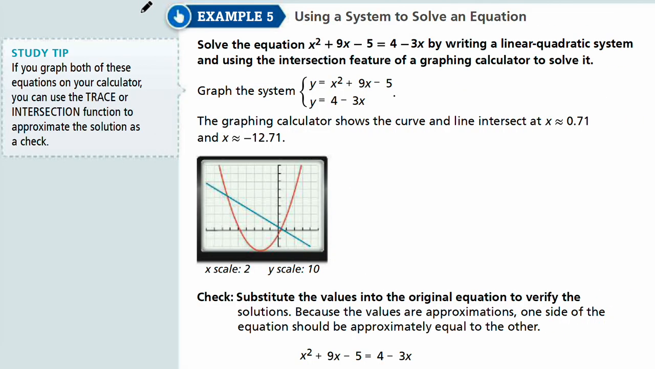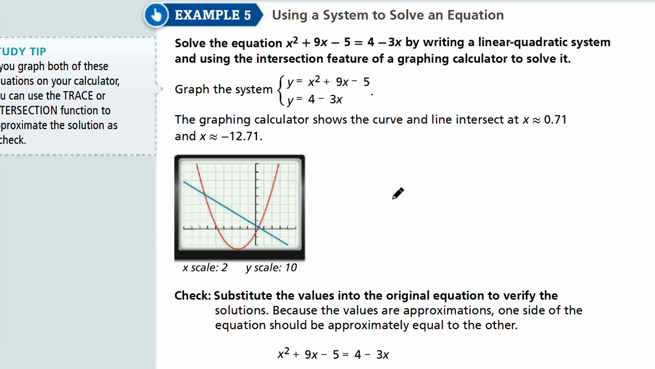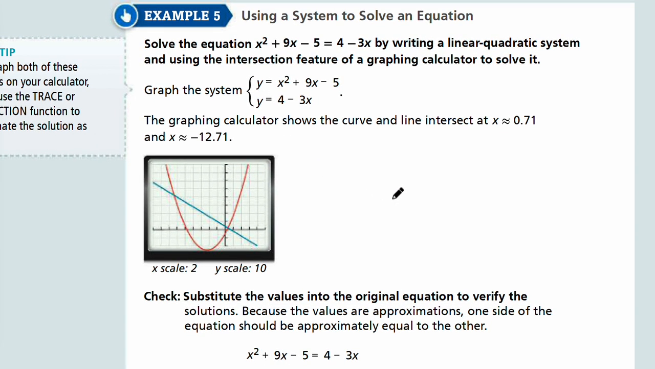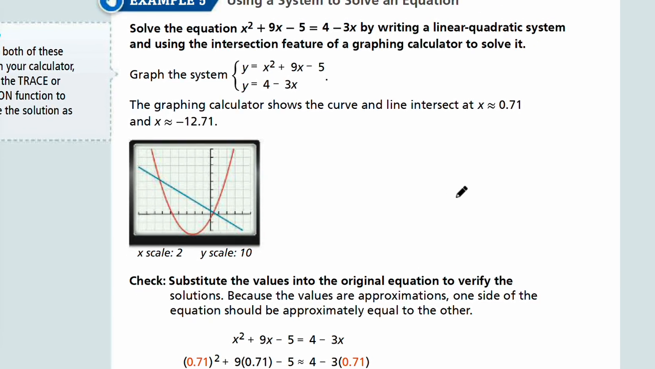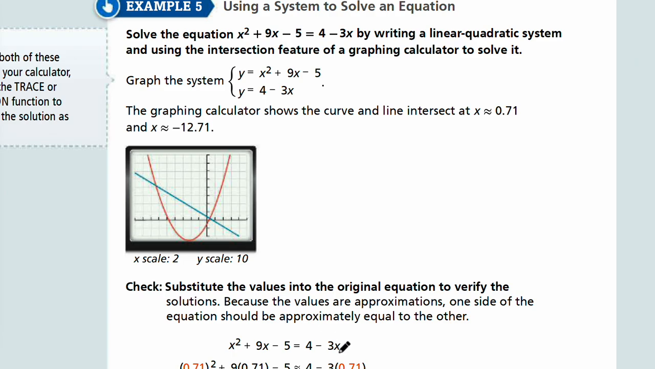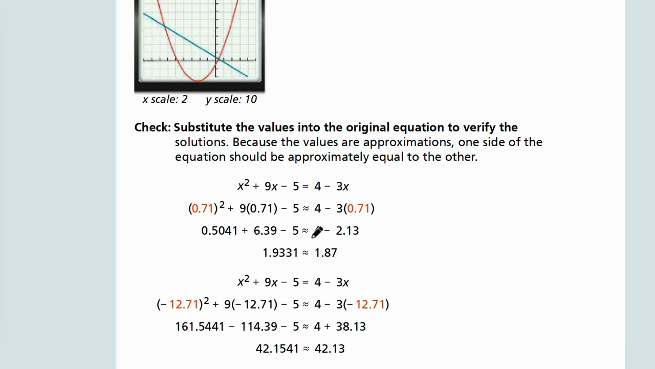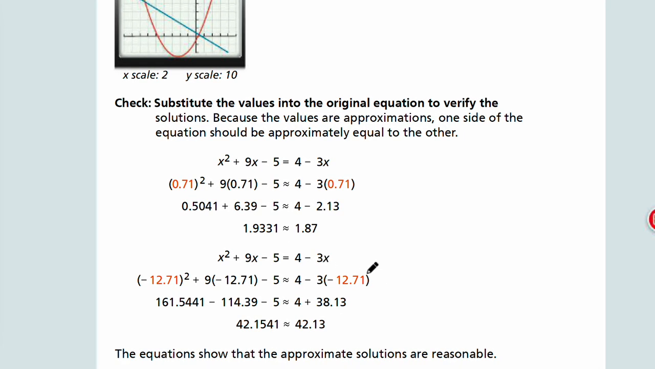So in this case you will, and if you graph the system, you will see that your lines are going to intersect around 0.71 and negative 12.71. And so you can check your answers by substituting your values and seeing if the results are approximately similar and if it's reasonable, right?